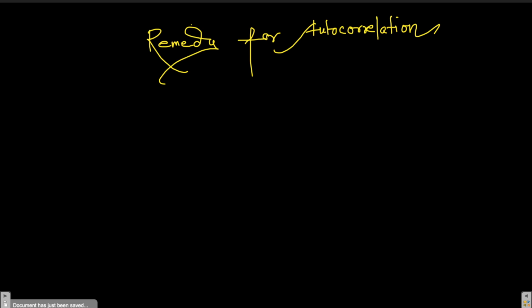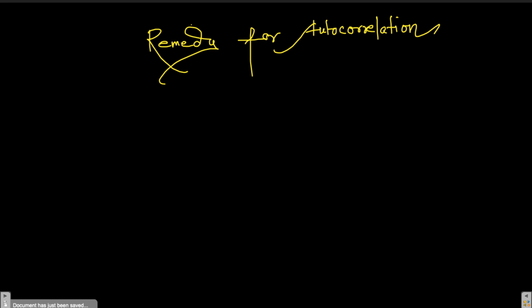Hello and welcome back to the lecture on applied econometrics. We have been talking about autocorrelation and different tests to identify if there is autocorrelation present in my data. Now, just knowing is not enough, we have to find a remedy to the problem. And in this lecture, we're going to talk about the remedy of autocorrelation.